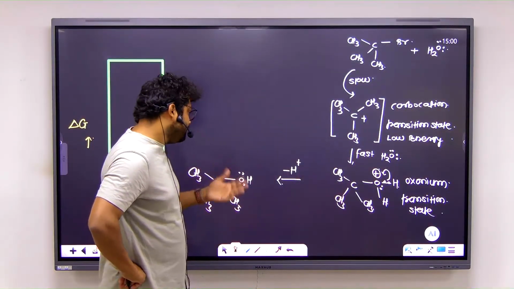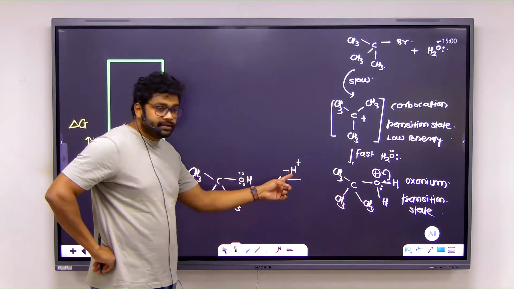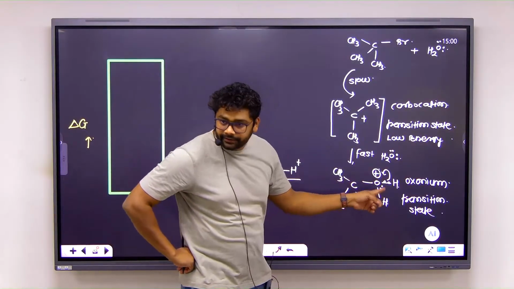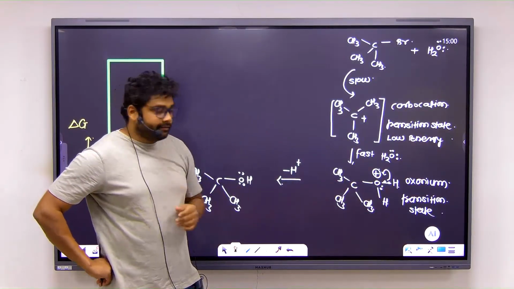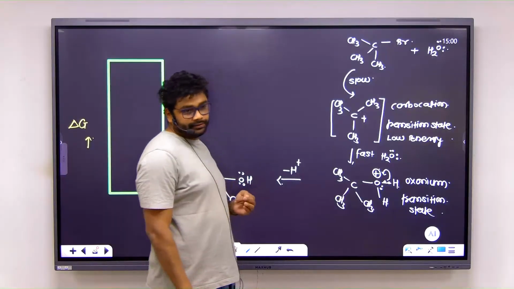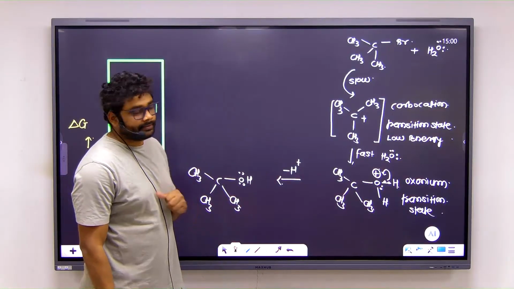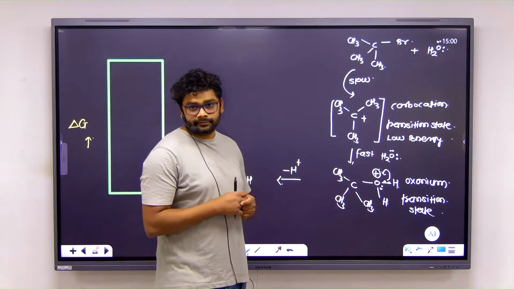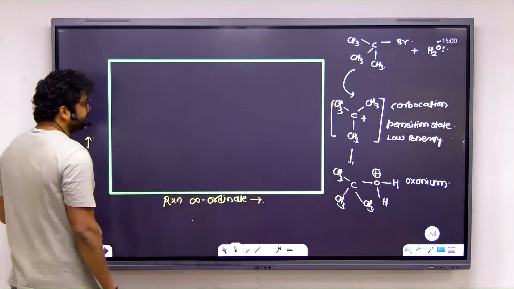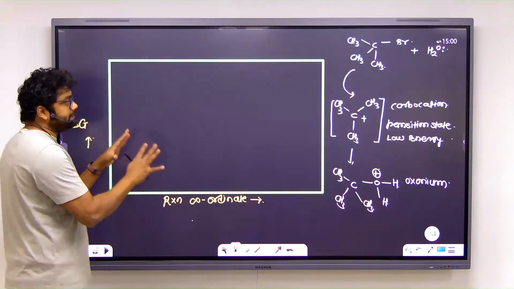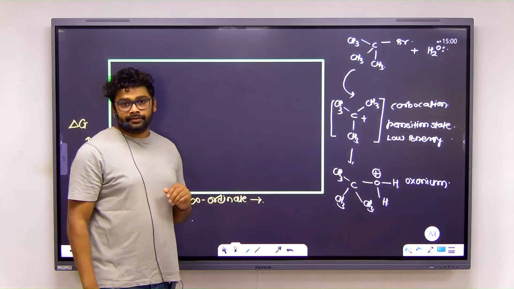Then it wants a negative charge. That's why it gains the electron pair from hydrogen and forms an OH group there, and alcohol forms. What I want to say here, I have to show this reaction in terms of what? A diagram.